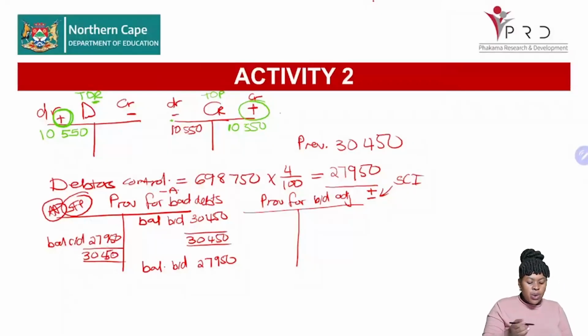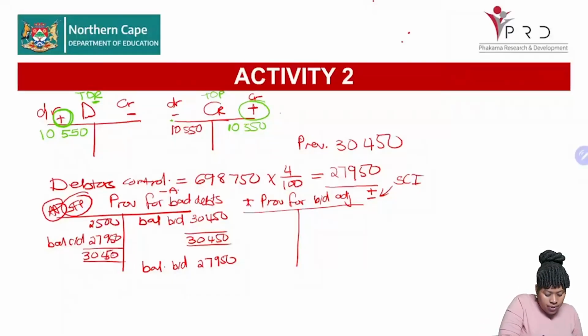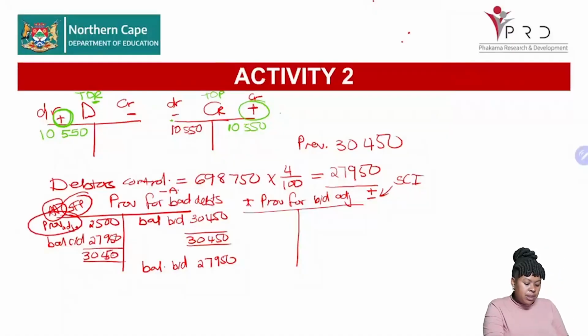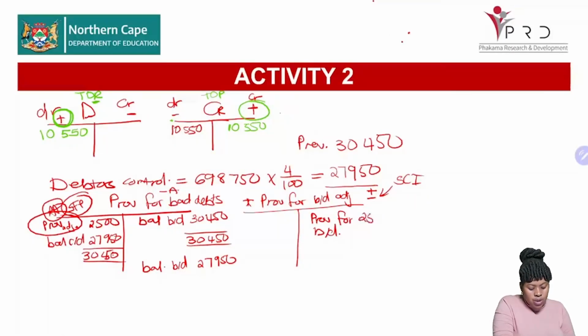So then what do I do? I create a new account, which is called the provision for bad debts account. I will say 30,450 less 27,950, and that gives me 2,500. That's my provision for bad debts adjustment. Okay. So do you see I've debited it? So that means I need to credit it, right? So that will be my provision for bad debts, and that's going to be 2,500.